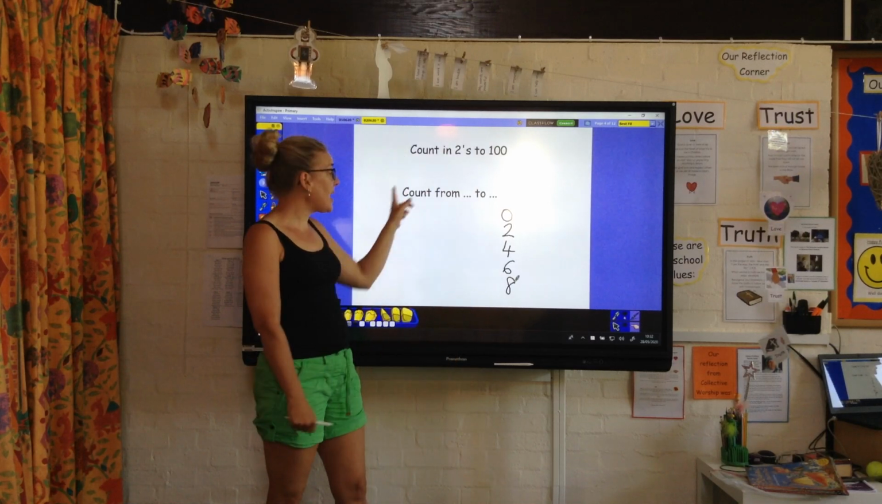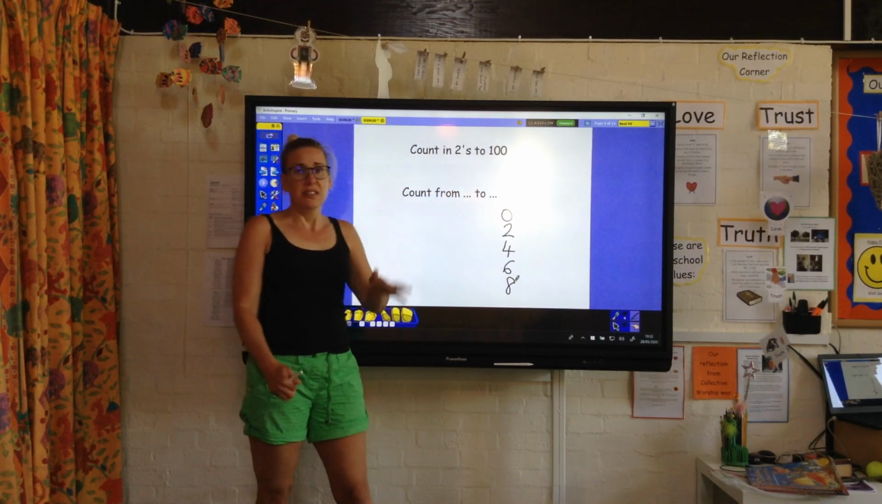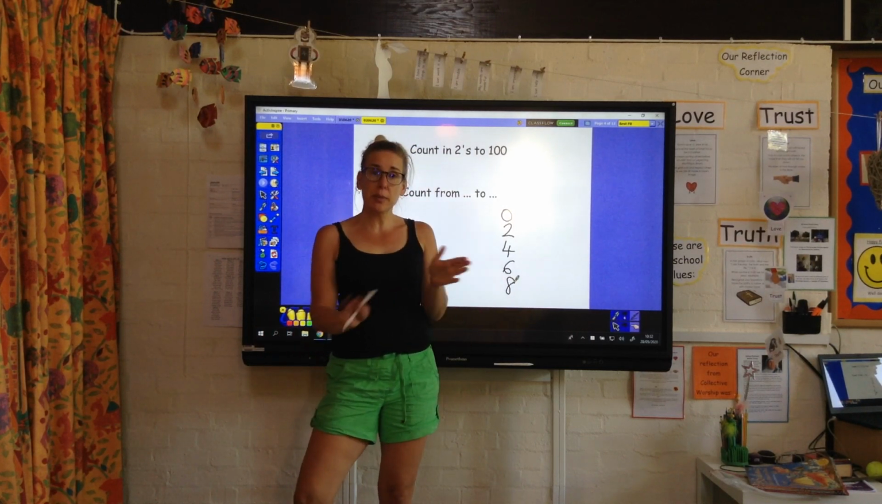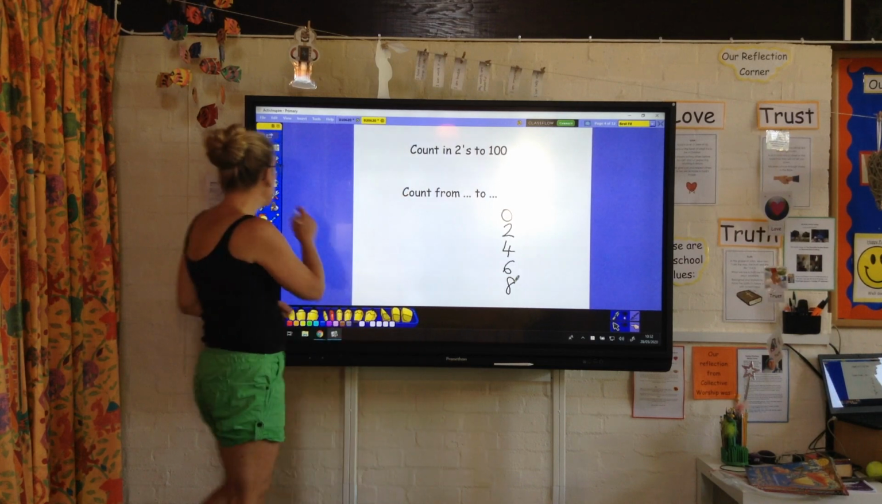And again, like yesterday, have a go at practice counting. So say, count from 22 to 42. See if you can do some of those bits, counting in between numbers.